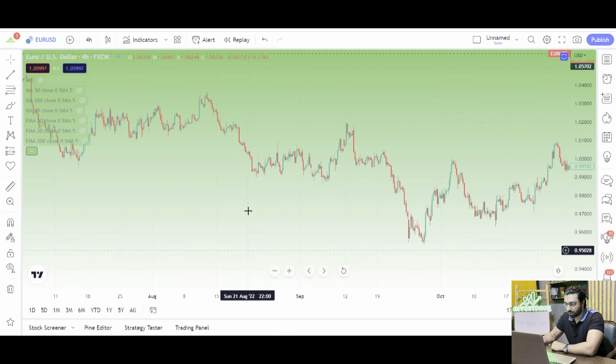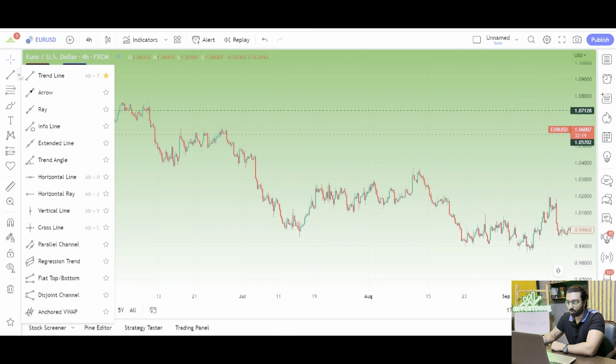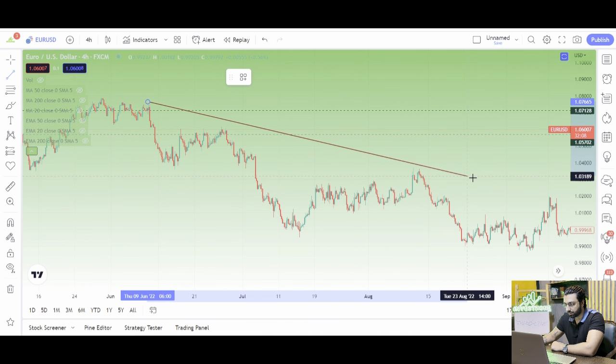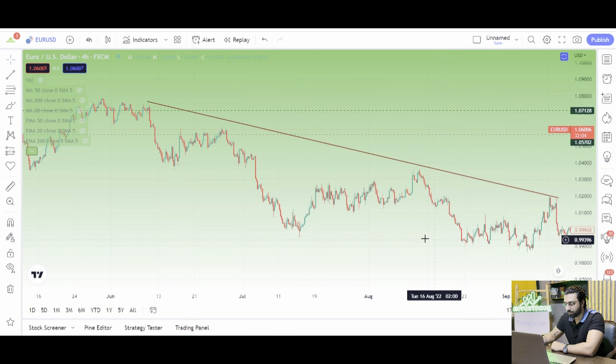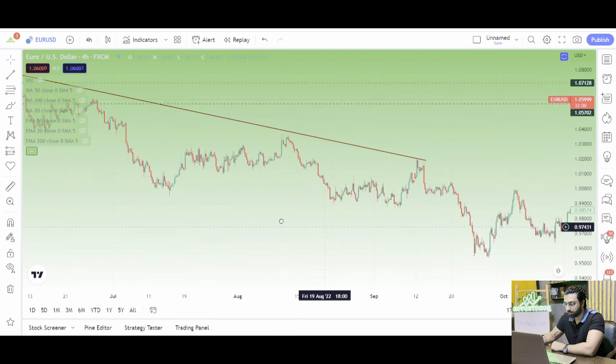For drawing a trend line, there is a tool in TradingView, and whatever chart you use, this will be the tool for drawing a trend line. Okay, this is the trend line tool. You will pick this up, and from the last high you will draw a trend line, and you will intersect all the lower highs the market is making.